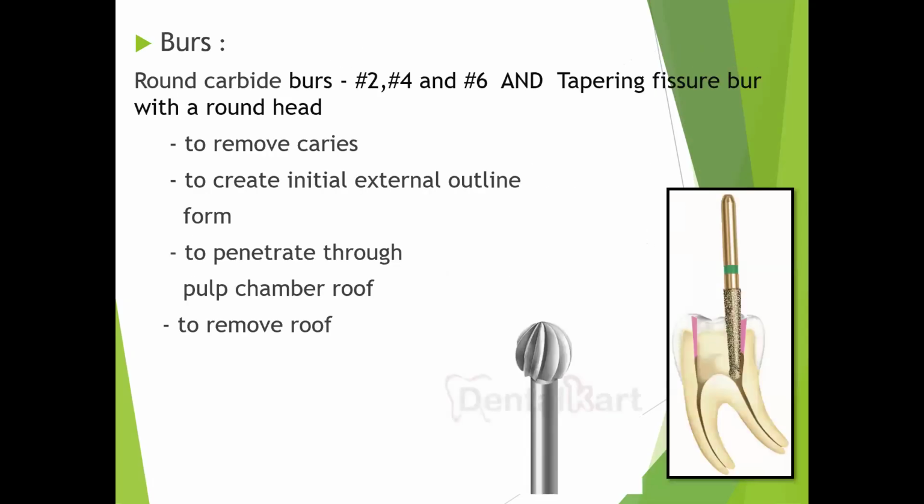Now, other additional burs are used, like your round carbide burs, numbers 2, 4, and 6. You also have an access bur, a tapered fissure bur with a round end. That is a different kind of access bur, used to remove caries, to create the initial external outline form, to penetrate the pulp chamber roof and to remove the roof.